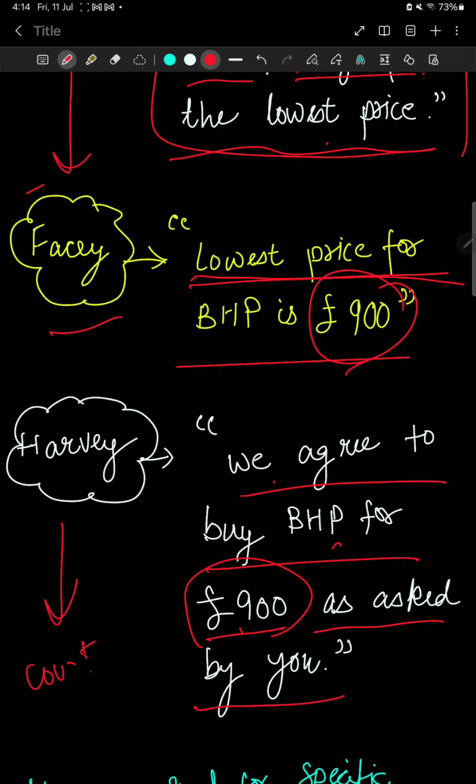He goes to court and asks the court to enforce this contract. He asked the court to give the property to him and order Facey to give the property to Harvey, because a valid contract has been made as per Harvey.